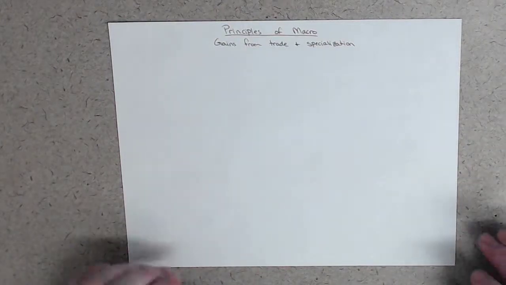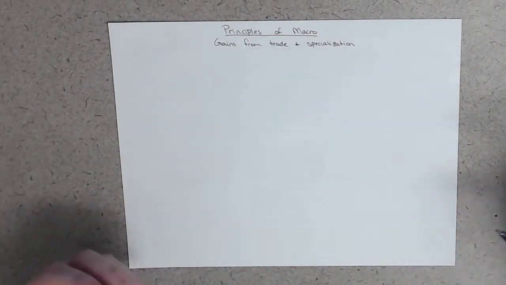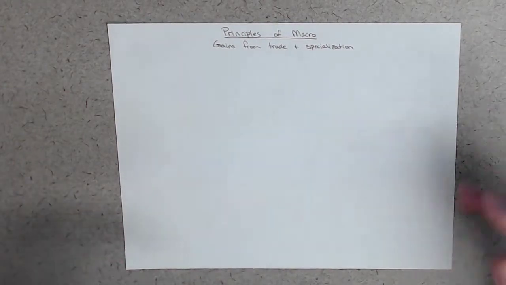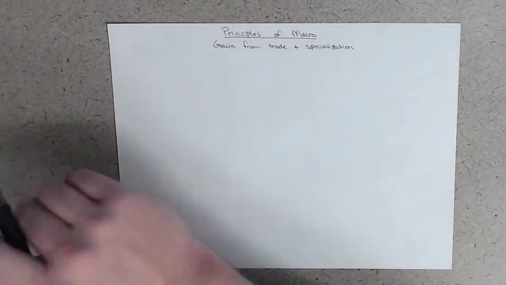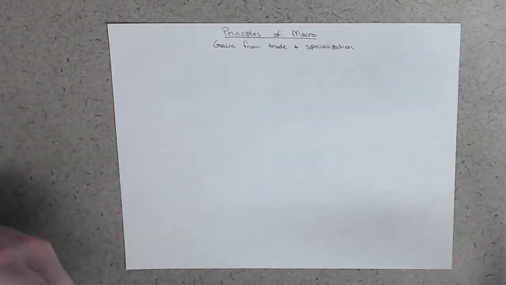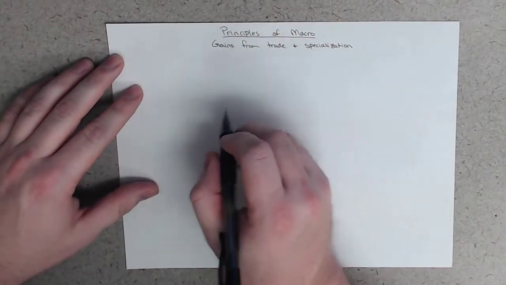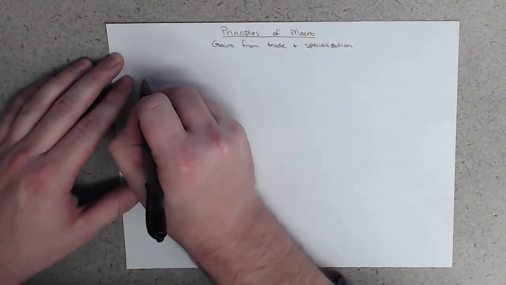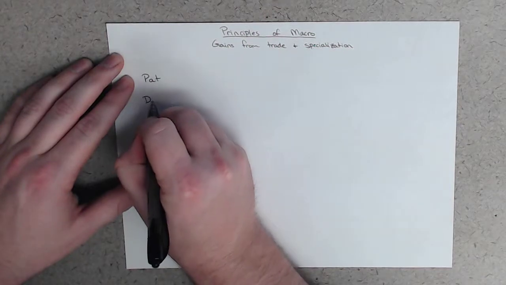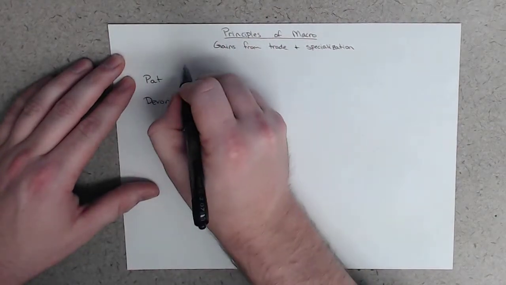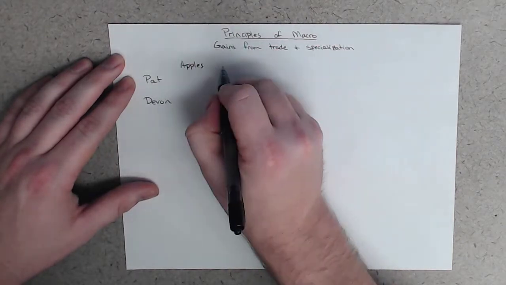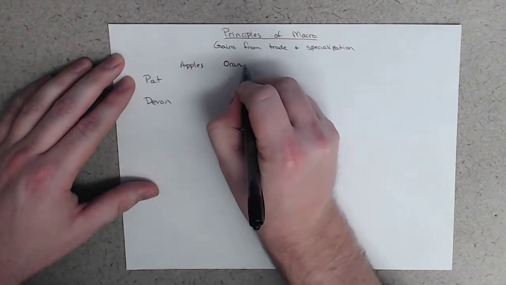So in this lesson, what we want to talk about are the gains from trade and specialization. Just to do a quick review from last time, where we talked about comparative and absolute advantages, let's do another problem real quick, which we'll be coming back to later on today. We've got two people, Pat and Devin, and let's say they can grow apples or oranges.